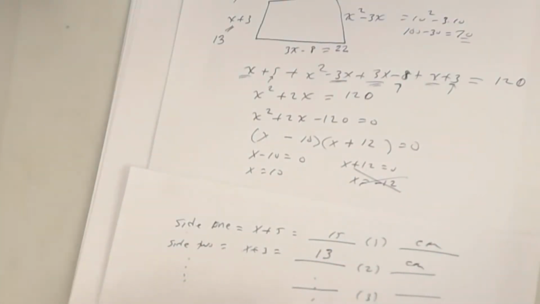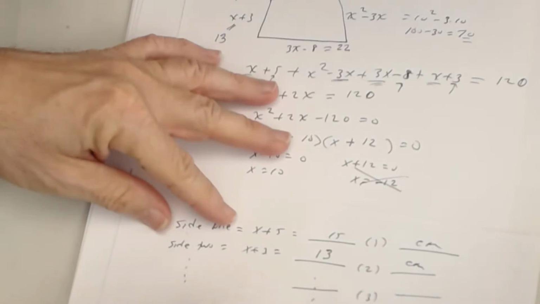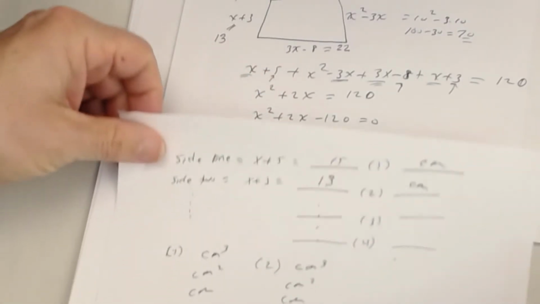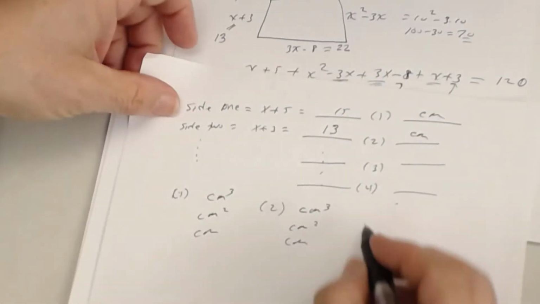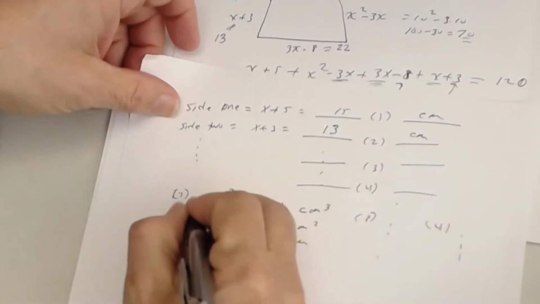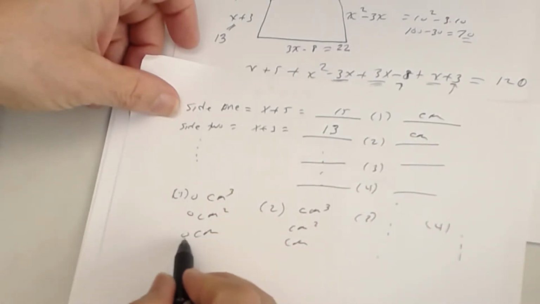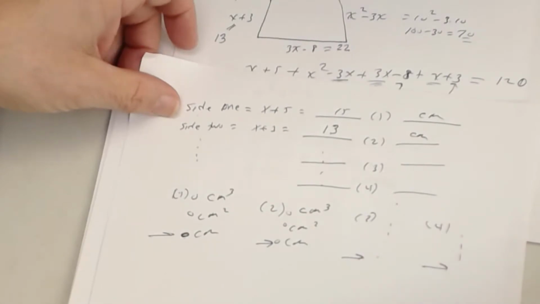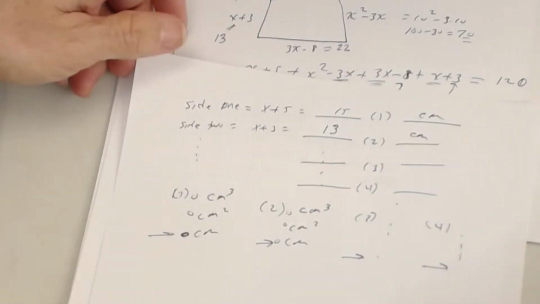Number 1, it'll have centimeters cubed, centimeters squared, centimeters. Number 2, centimeters cubed, centimeters squared, centimeters. 3, and so on. You have ovals, and all you do is choose the correct oval. Which oval will you choose each time? Centimeters. That's the one you'll choose each time. Okay? All right.